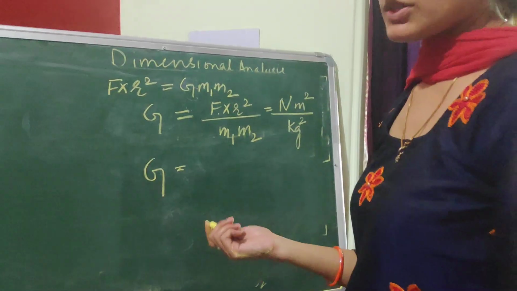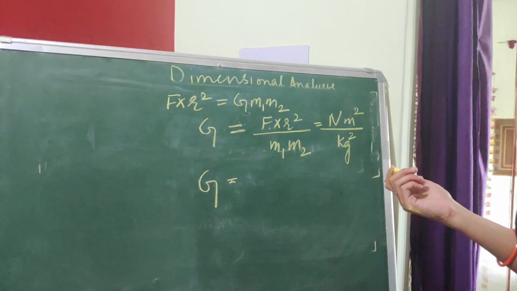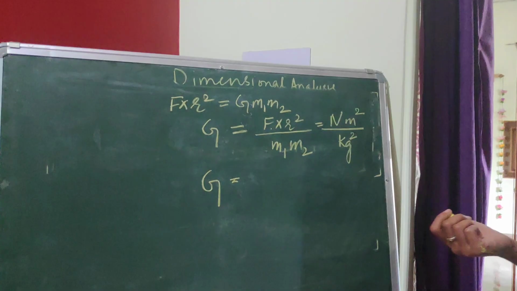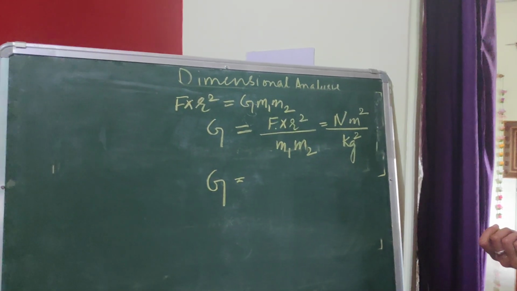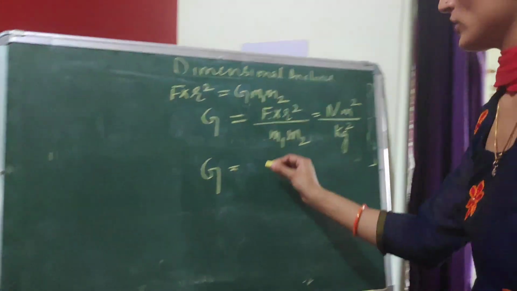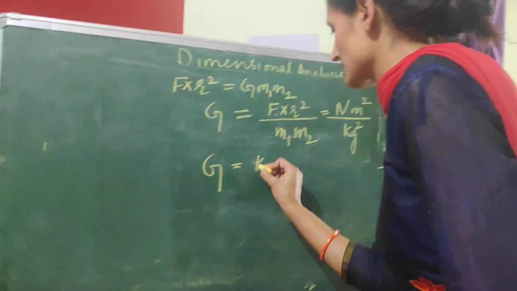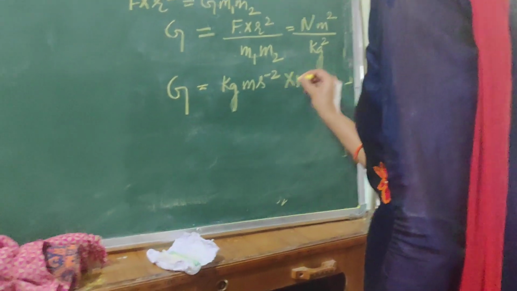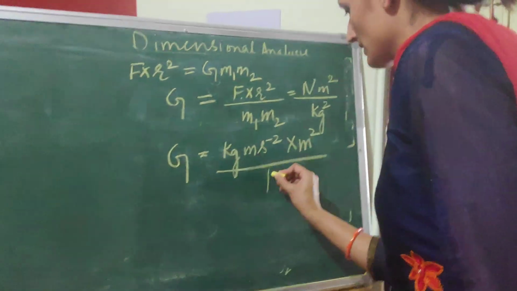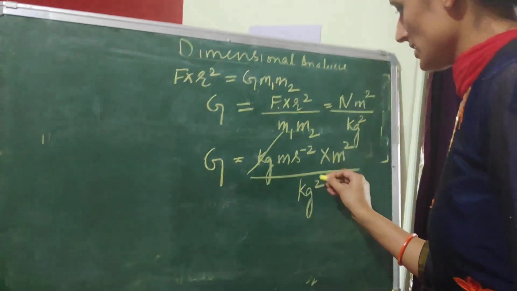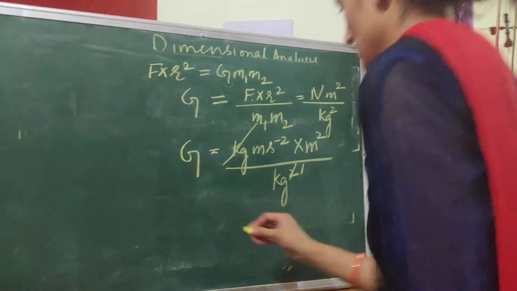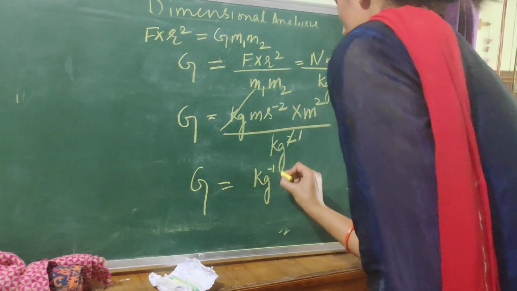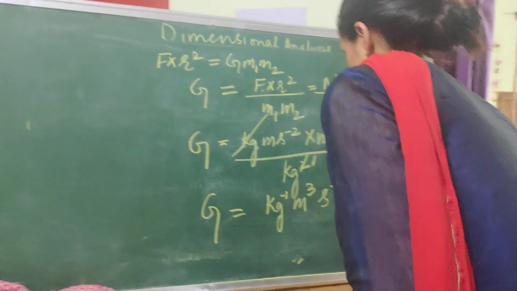Now how are you going to write Newton? Newton is mass into acceleration. How do you define 1 Newton? When a body of mass 1 kg is accelerated with an acceleration of 1 meter per second square. So in place of Newton, I can write kg meter second minus 2, again meter square over kg square. So kg and kg get cancelled, leaving kg minus 1 meter cube second minus 2.